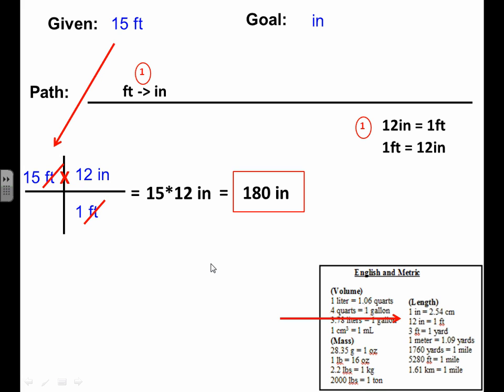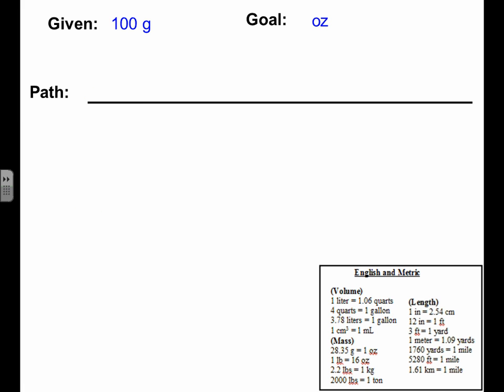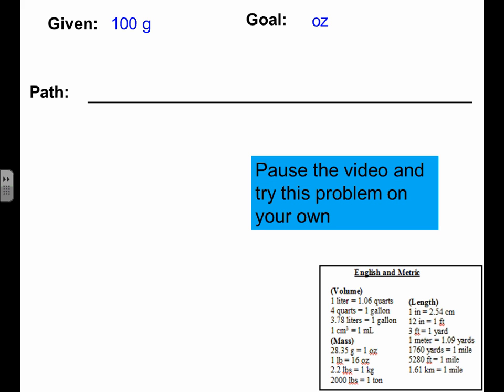Well, let's try this again, and we'll speed things up a little bit because we don't need all of this explanation. Or for those of you that are feeling confident, what I would like you to do, please pause the video and try this problem on your own.